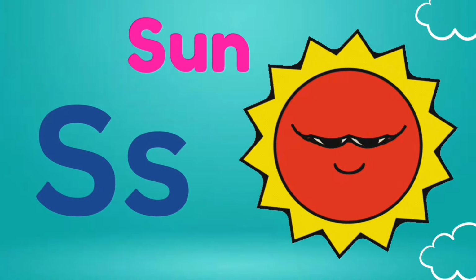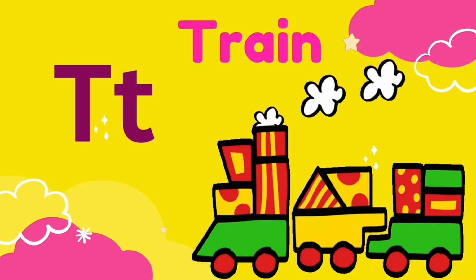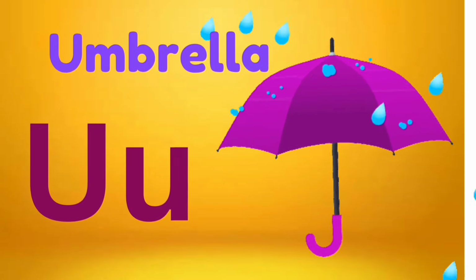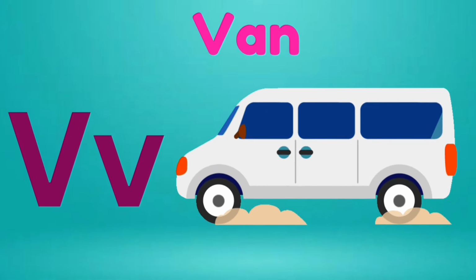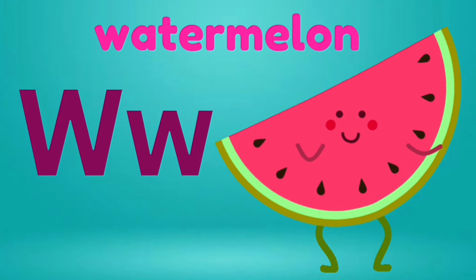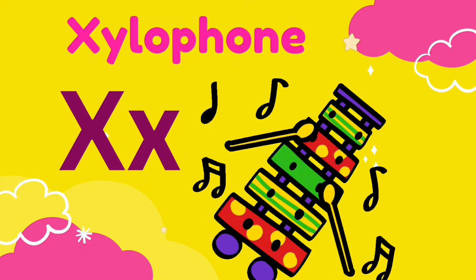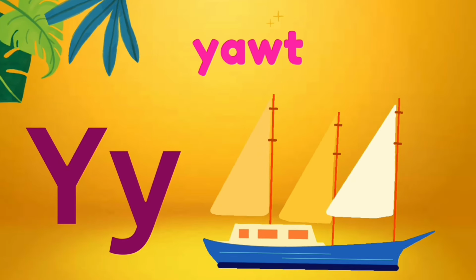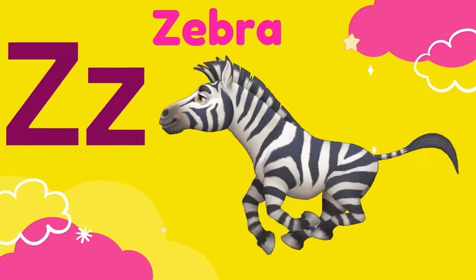S for sun, sun. T for train, train. U for umbrella, umbrella. V for van, van. W for watermelon, watermelon. X for xylophone, xylophone. Y for yacht, yacht. Z for zebra, zebra.